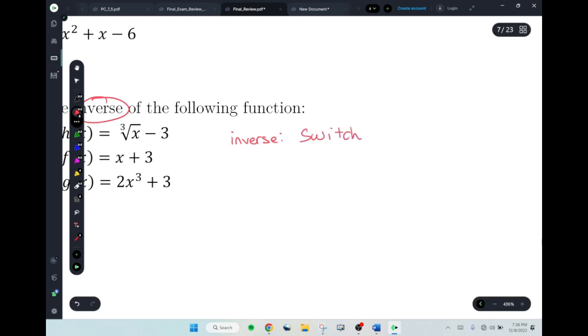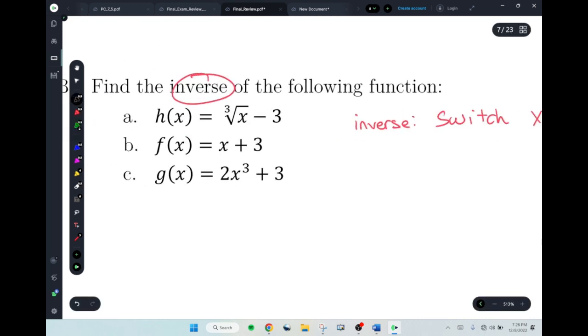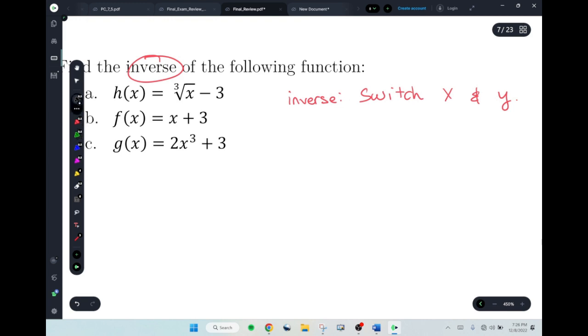Switch x and y. Now the other steps are like change f of x to y, change y back to f inverse of x. But if you just remember that, then hopefully your brain remembers where in these equations, the ones that don't have y, the y value actually is. Where's the y value on all those? On the left, right? So let's do the first one.